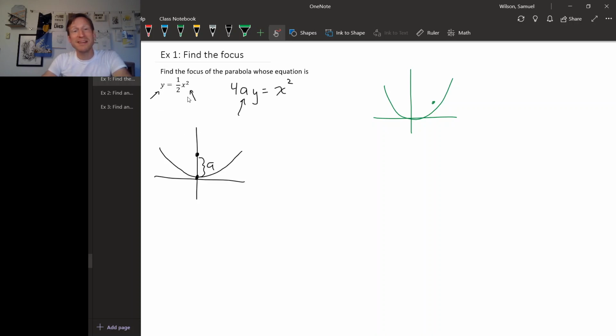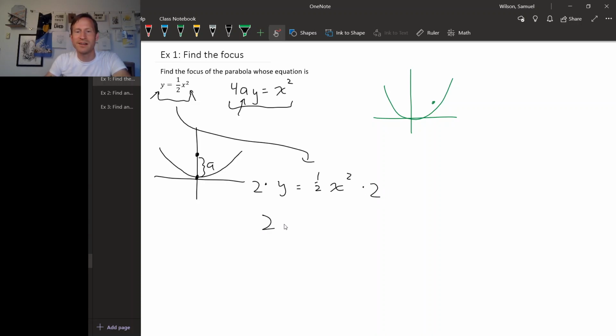It's not immediately obvious from the equation that we have here because it's just not in the right form. Our geometric equation for a parabola has x squared by itself, so let's make that happen. Let's take this equation, y equals 1/2 x squared, and multiply both sides by 2 to get that coefficient off of the left-hand side. We get 2y equals x squared. Now it's starting to look like what we want, except that on this left-hand side, we want 4 times some focal length times y.